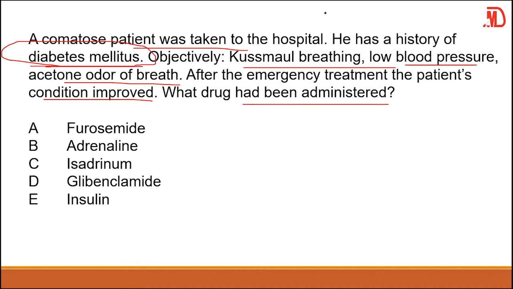So you need a short-acting drug. You can give insulin. But for long term, you can give glibenclamide, for long-term management or for them to take home. But for emergency, quick, insulin will be given, as simple as ABCD. All right.